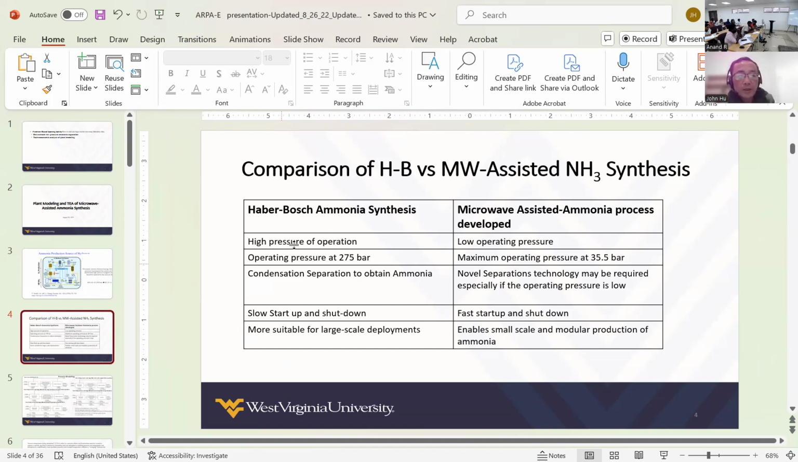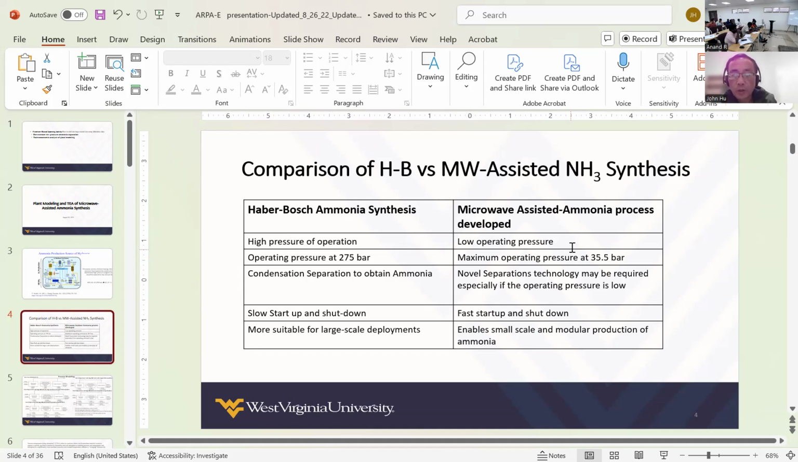On the left hand side of the column is the Haber-Bosch ammonia synthesis. That's our baseline in the techno-economic analysis, and then this is the microwave assisted ammonia process, and it's a low pressure. It's not ambient pressure, but it's a low pressure. So the comparison is the Haber-Bosch, a high pressure operation.